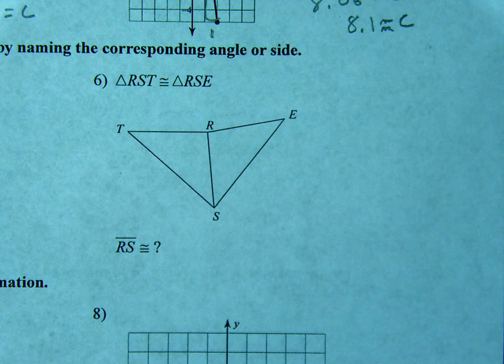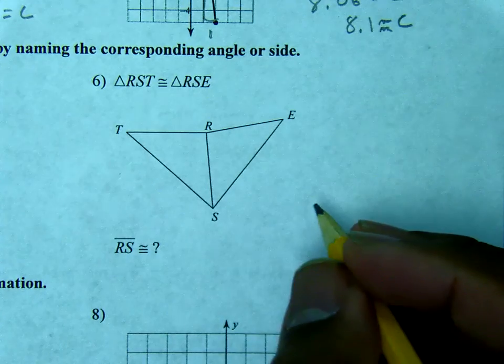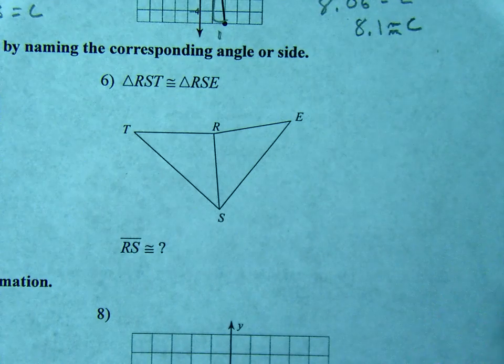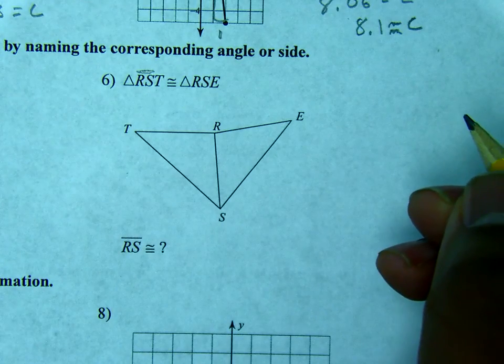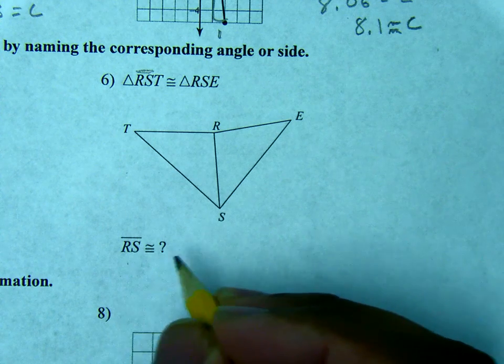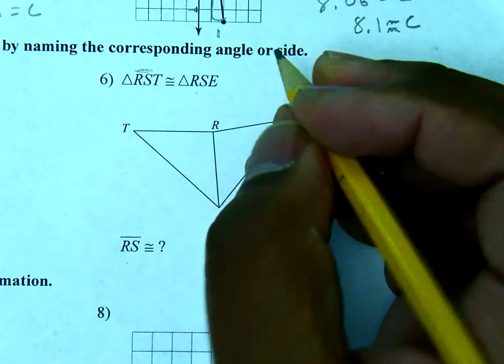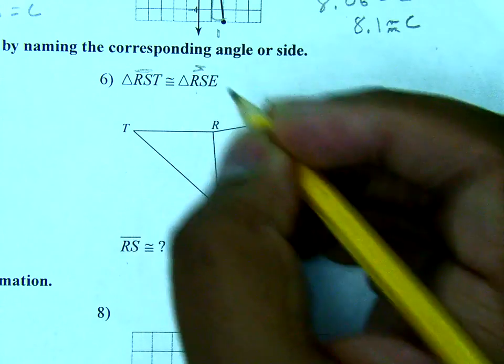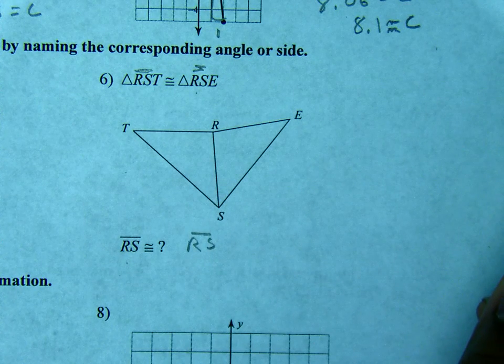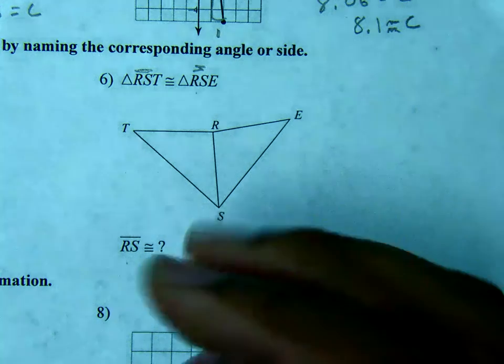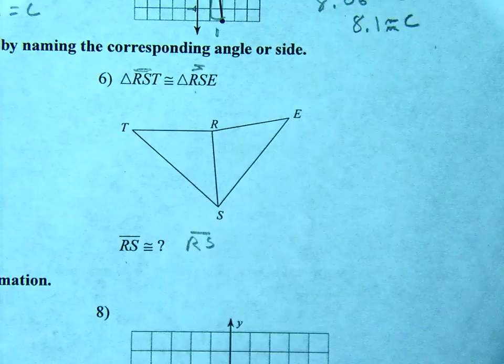Okay, let's take a look at number 6. All right, this time, instead of looking for an angle, we're looking for a side. So here, got RS, that's what's given, and we want to match it up with the same thing over here. It's going to be RS. And you want to do that regardless of how it comes. Let me give you a couple more examples.